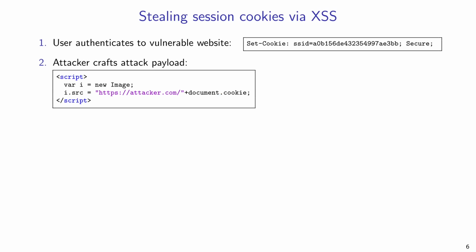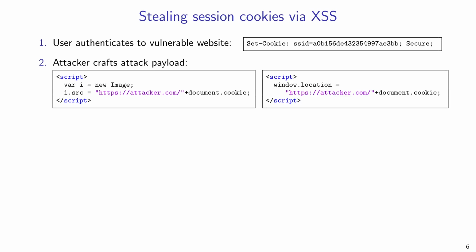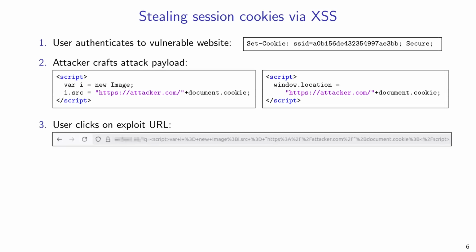At this point, the browser will try to download this image, which will effectively request this URL from the attacker's controlled website, thereby leaking the value of the cookie to the attacker. Alternatively, the payload could simply redirect the user's browser to this URL. But this is a more stealthy attack, as this request is made in the background without the user's browser leaving the vulnerable website.